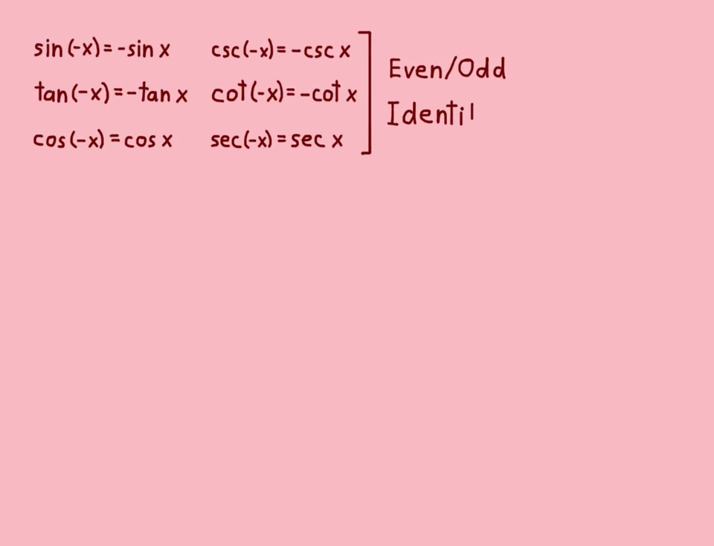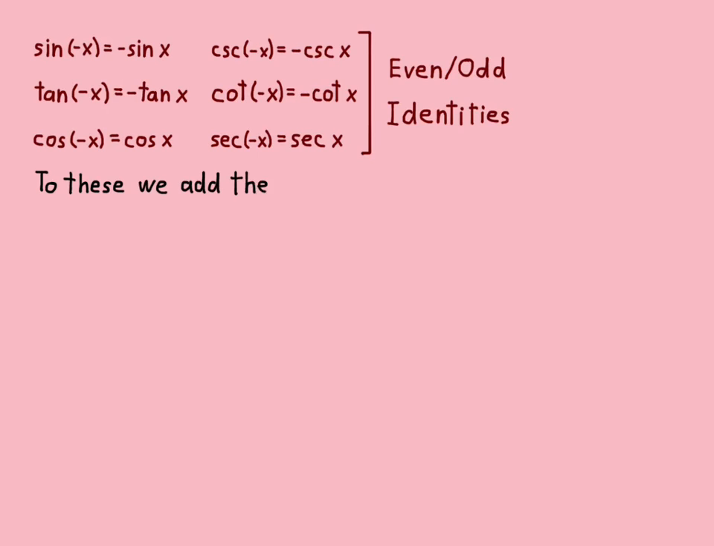So sine of negative x equals negative sine of x. Cosecant of negative x equals negative cosecant of x. Tangent negative x equals negative tangent of x. Cotangent negative x equals negative cotangent of x. Those are all odd functions. Then the even functions, cosine of negative x equals cosine of x, and secant of negative x equals secant of x. Those are the 2 even ones. So those are the even-odd identities.